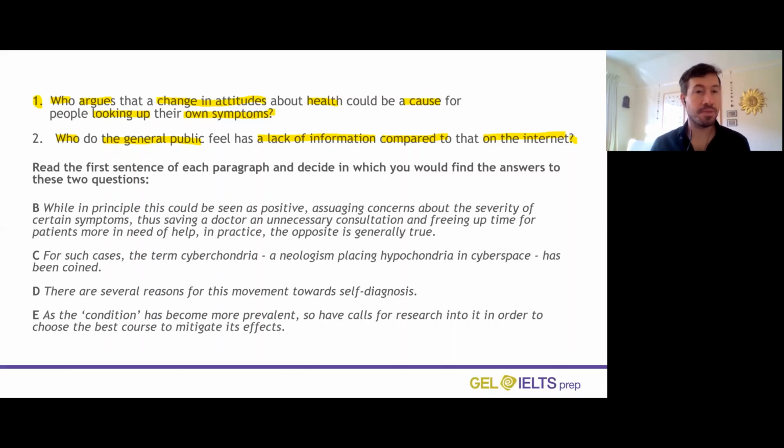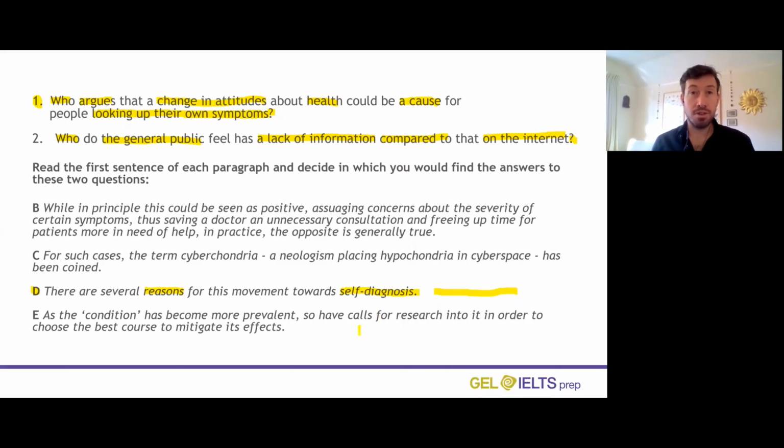So let's have a look now. Well, the correct answer was D. And the reason it's D is if we look at it, we can see there are several reasons. Reasons is like a synonym for cause. A cause is a reason why something happens. But this movement towards self-diagnosis. And self-diagnosis means looking up their own symptoms. So by looking at these keywords here, we can find synonyms for them. And then somewhere in the rest of this paragraph here, you will find the answer to question 1.